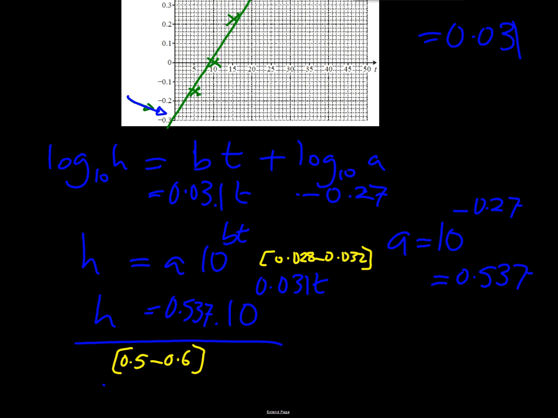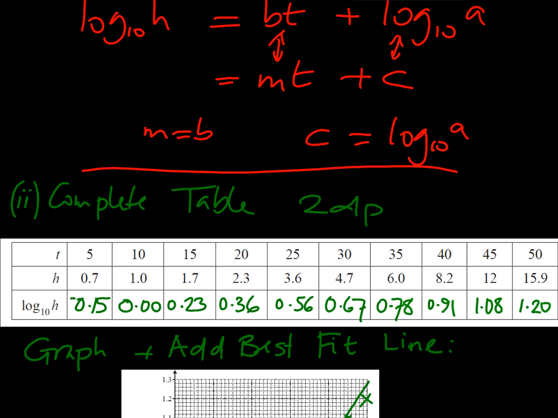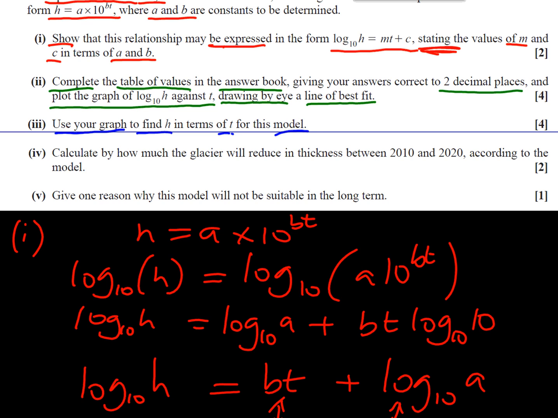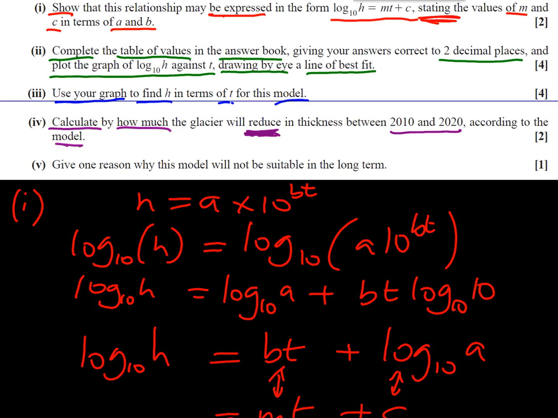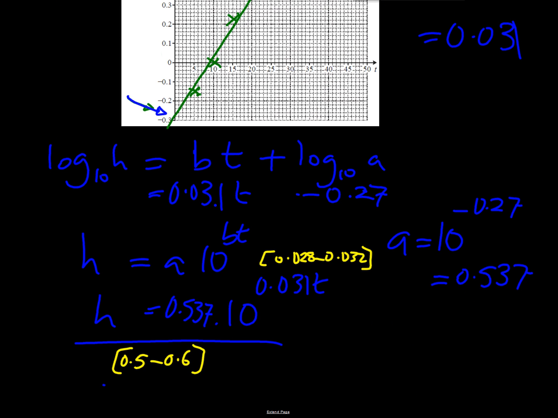Let's see what we've got. So we're doing pretty well so far. I got most of the marks. Part 4: calculate by how much the glass will reduce in thickness between 2010 and 2020 according to the model. So it's according to the model, not the graph, not the actuals, but the model, and it's the reduction when you're doing the calculation. So we're going from 2010 to 2020.